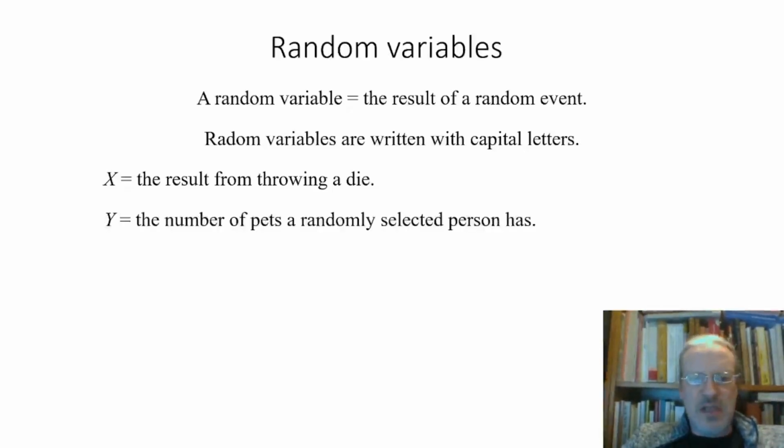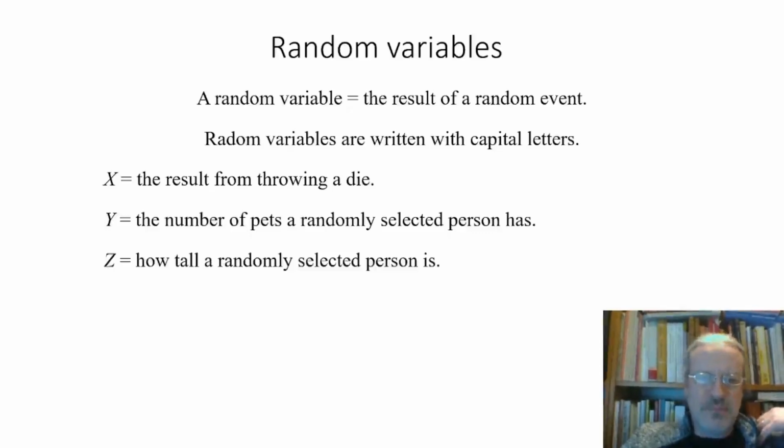Or X could be the number of pets a randomly selected person has. So we ask a random person how many pets they have. Like me, I would say 1. So for my part, the result of this random variable would be 1. Z could be, for example, how tall a randomly selected person is in a class or in a school. So if you make a sample and ask a bunch of people how tall they are, then Z will be the value they give. Hopefully they give the correct value.